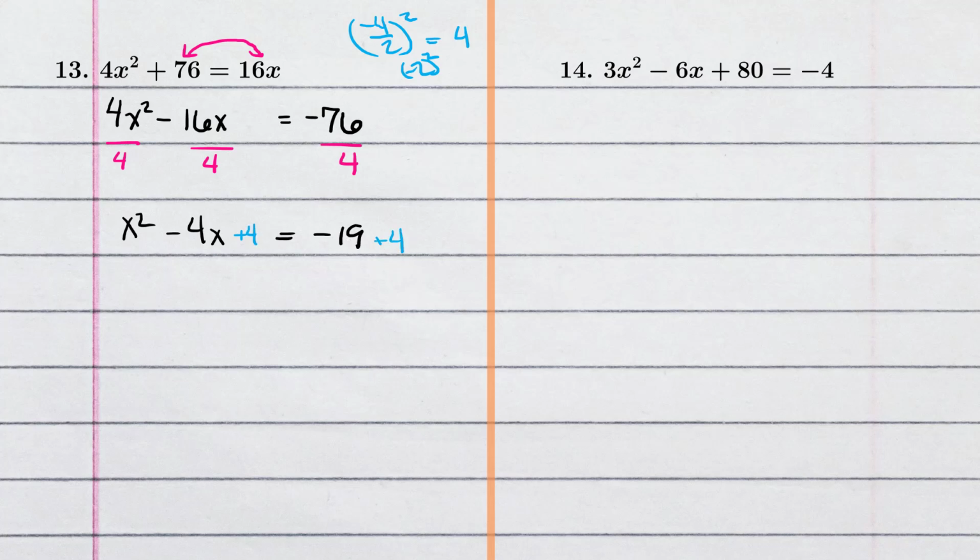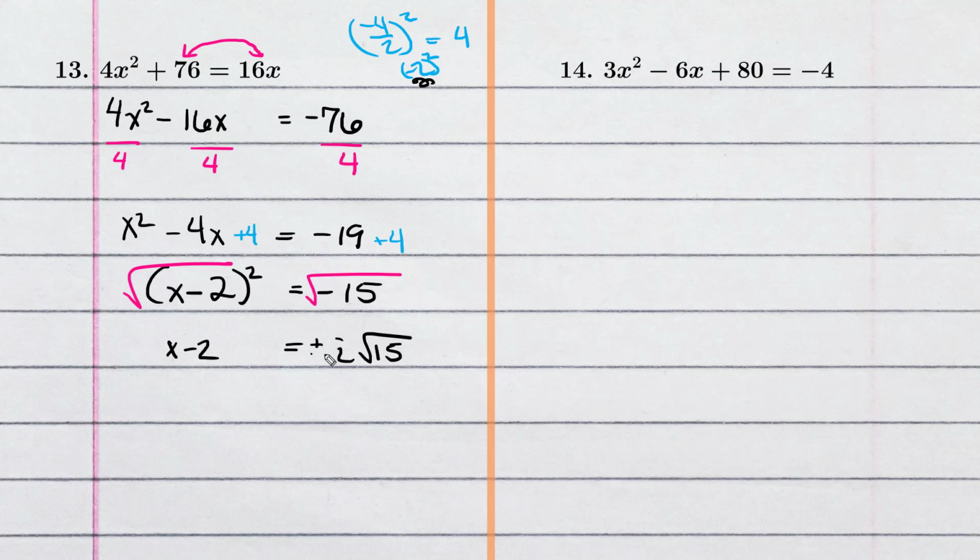And so I have x minus 2 squared because of what was inside here. And negative 19 plus 4 is negative 15. Now I'm going to take the square root of both sides. And on the left-hand side, that gives me x minus 2. And on the right-hand side, all I can do is bring out that i. So I have i square roots of 15. But I can't forget that plus or minus sign.